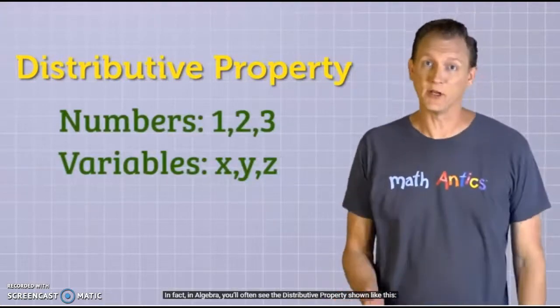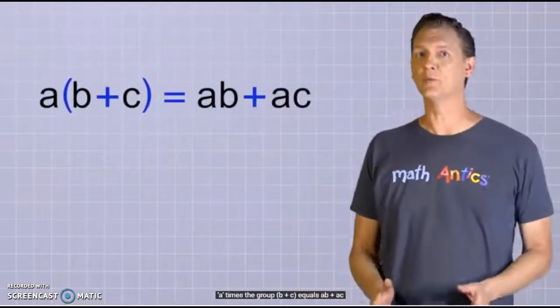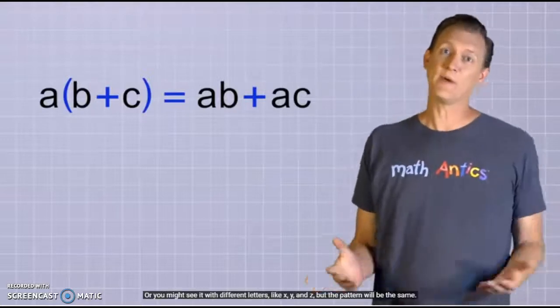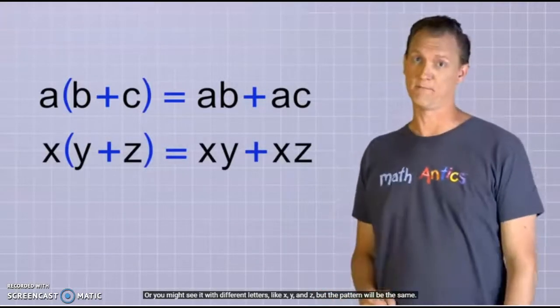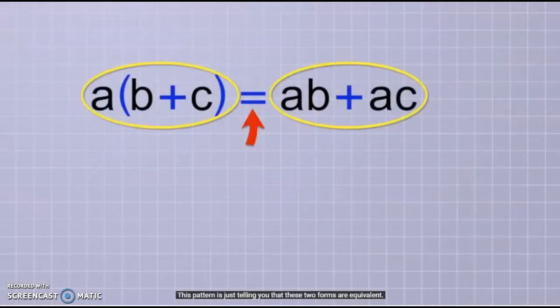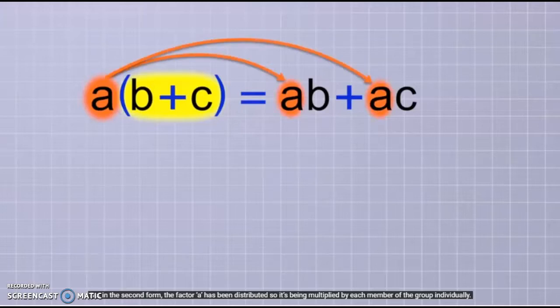In fact, in algebra, you'll often see the distributive property shown like this: a times the group b plus c equals ab plus ac. Or you might see it with different letters like x, y, and z, but the pattern will be the same. This pattern is just telling you that these 2 forms are equivalent. In the first form, the factor a is being multiplied by the entire group. But in the second form, the factor a has been distributed, so it's being multiplied by each member of the group individually.